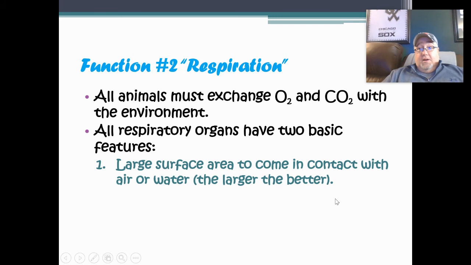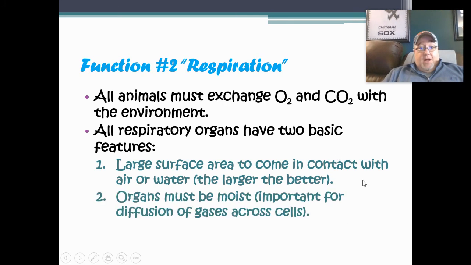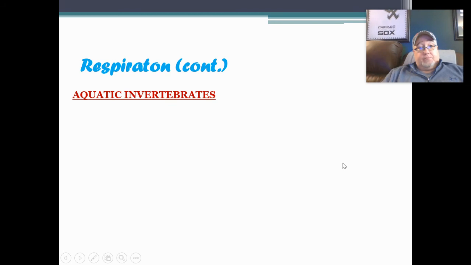Gills in fish have a lot of surface area to come in contact with the water so that they can pull oxygen gas out. They also have to be moist. That means they have to have like a mucus coating around them. That's really important to help gases come in and out of the actual structure.